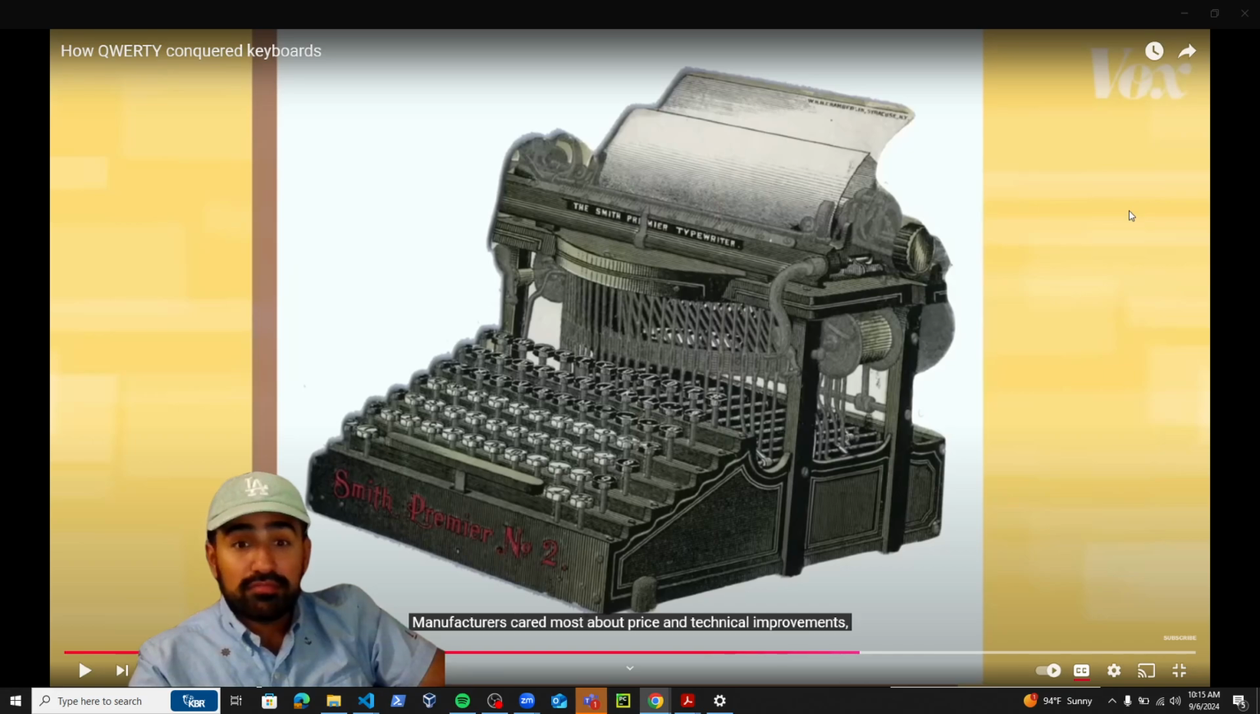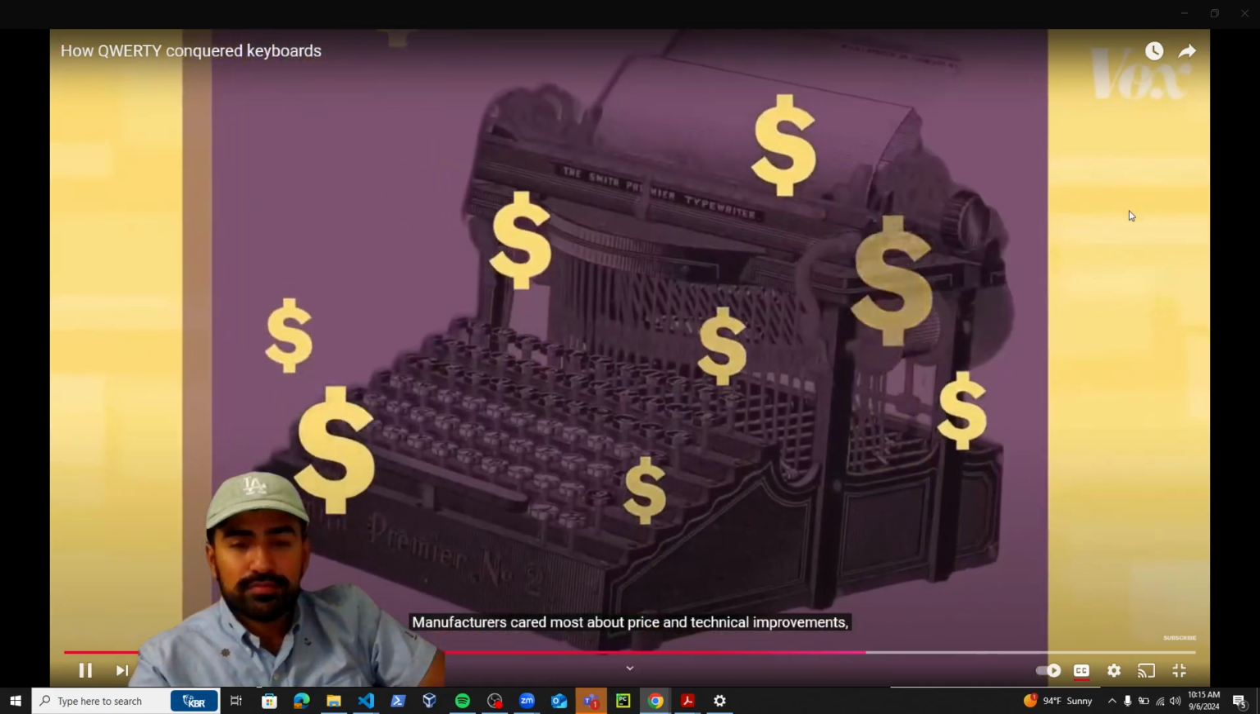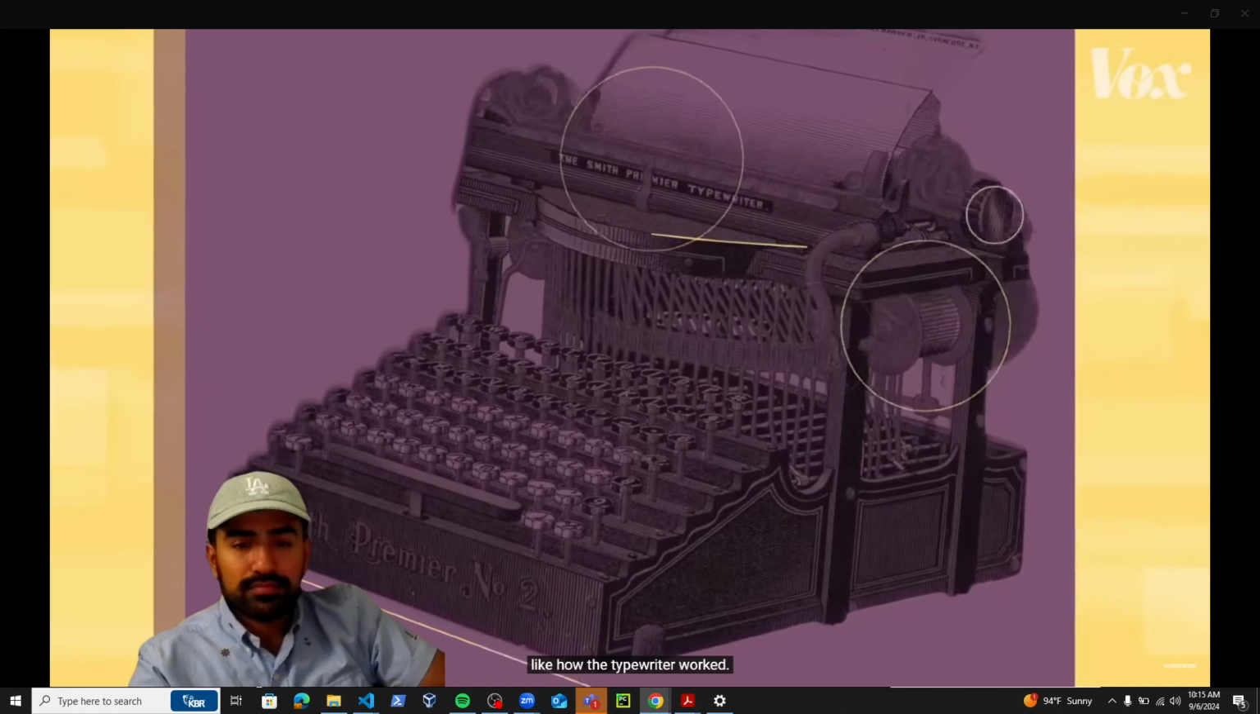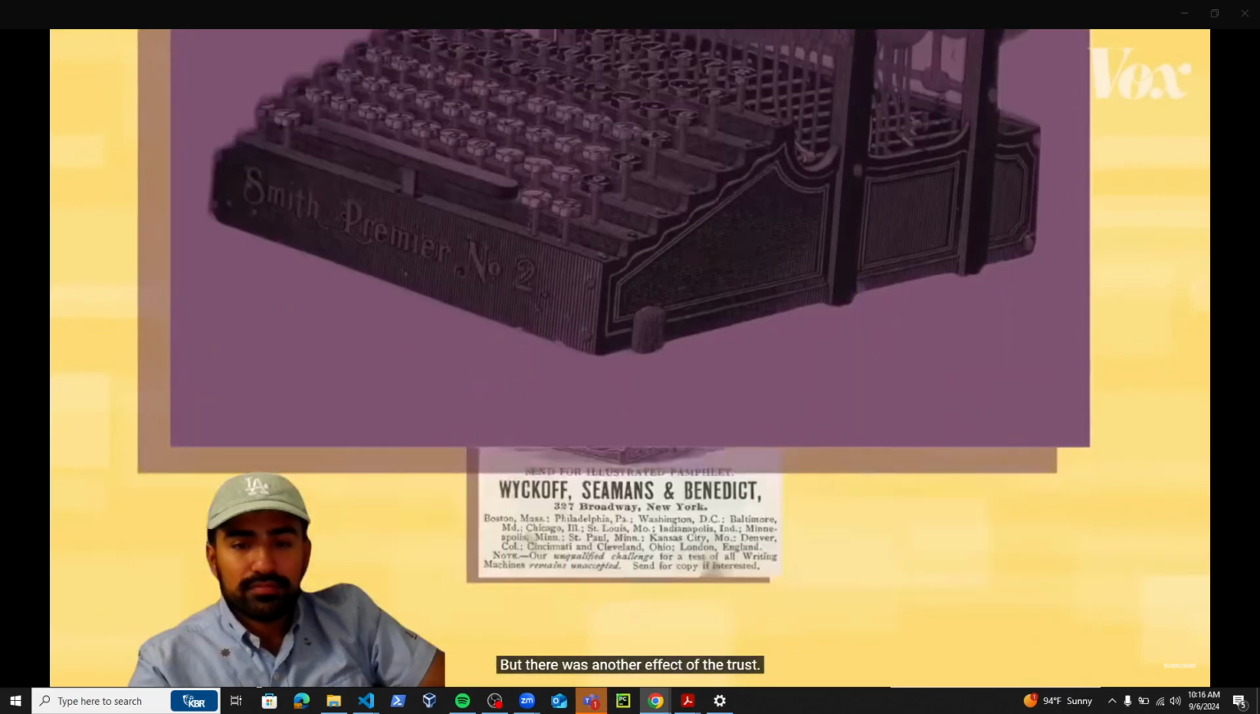So yeah, this is not as unimportant as it seems today, right? There's an entire economic war going on just related to keyboards back in the late 19th century, early 20th century. Manufacturers cared most about price and technical improvements, like how the typewriter worked. But there was another effect of the trust.